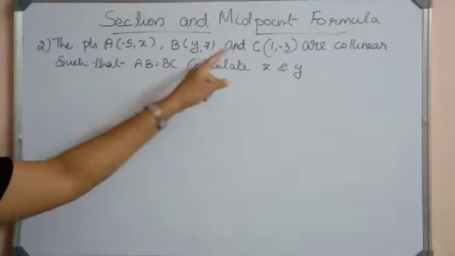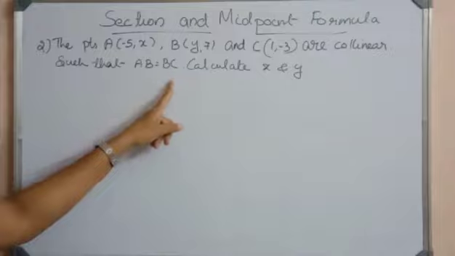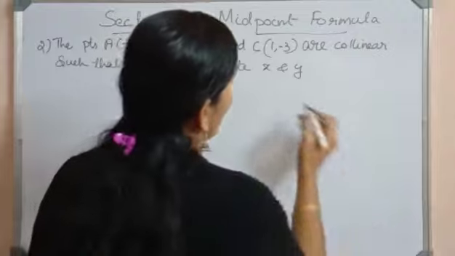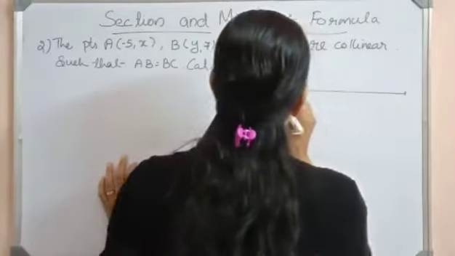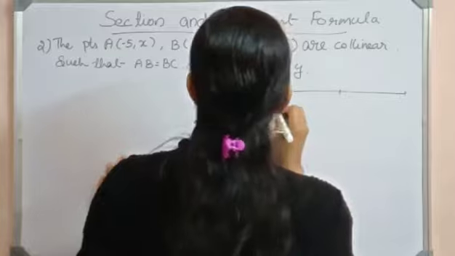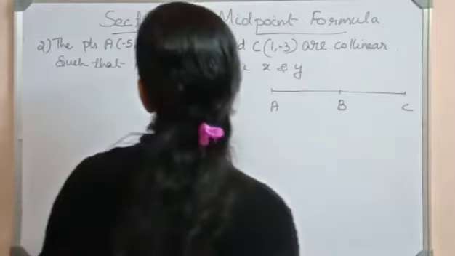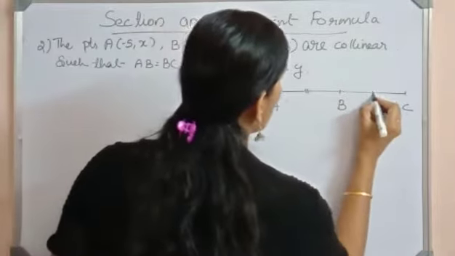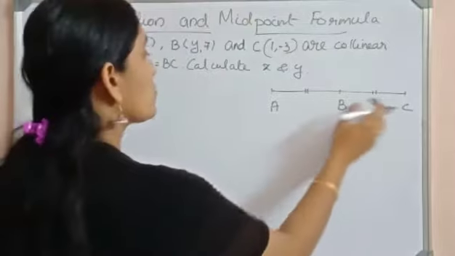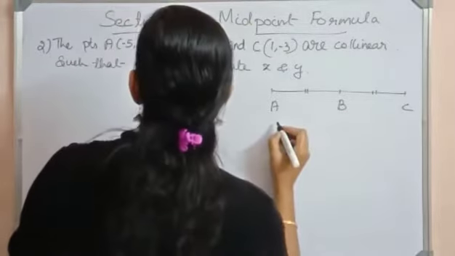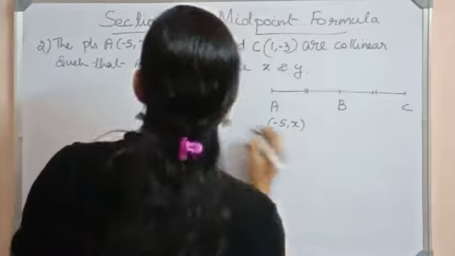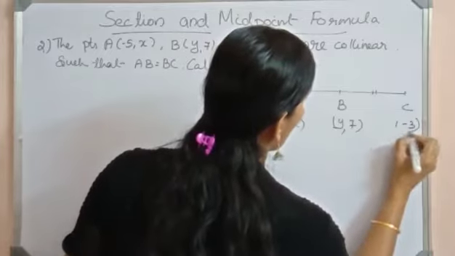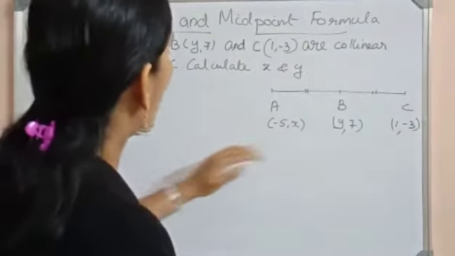The points A, B and C are collinear such that AB is equal to BC. Calculate x and y. It is given that the 3 points are collinear, that means all the 3 points are lying on the same straight line. So that is A, B and C, such that AB is equal to BC. These 2 parts are equal, the ratio is 1:1. The coordinates of A is minus 5, x, B is y, 7 and C is 1, minus 3. We need to find the values of x as well as y.